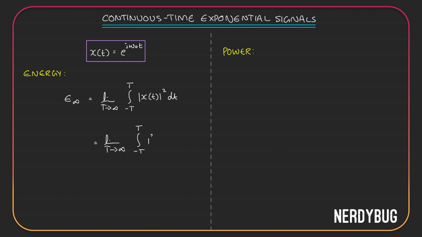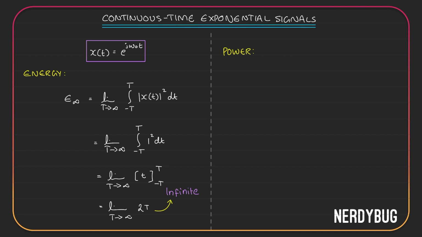So we can write 1 square dt here. Integral dt is just t. So this is limit T tends to infinity, t from minus T to T. So we get limit T tends to infinity, 2T. This is obviously infinite. Let's try to find the value of power now.